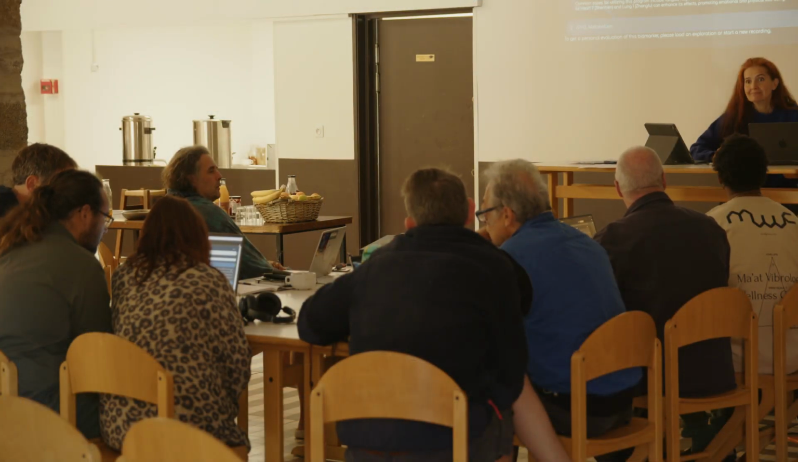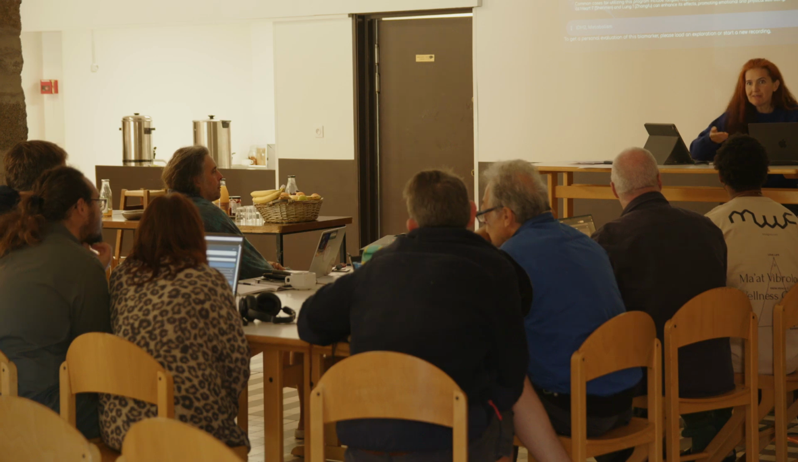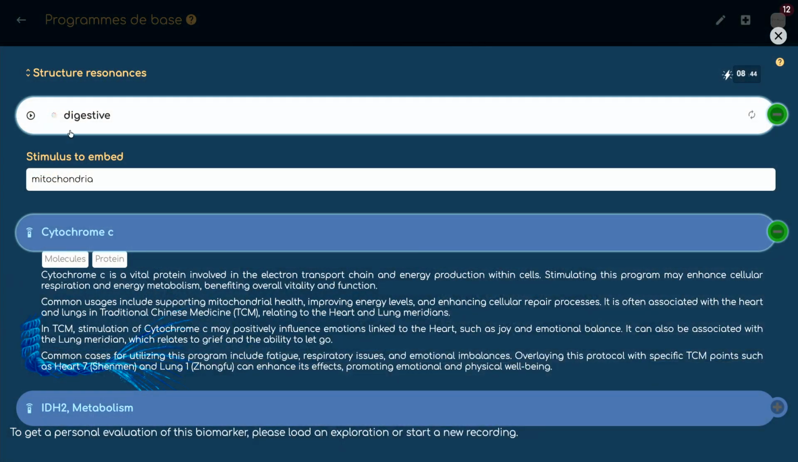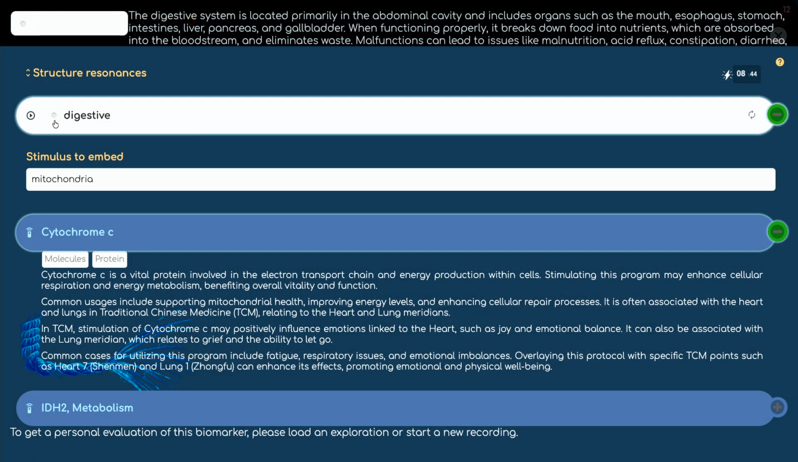It's encompassing everything, heart, lung, joy. Yes, I think it's a very good idea. We should definitely add cytochrome C. So let's add it. Yes. So we add a stimulus on top of the digestive system. And you can see on the top, now we have a little 2 with a pulsating thing. It tells us that we currently have 2 stimuli embedded on top of the digestive system.